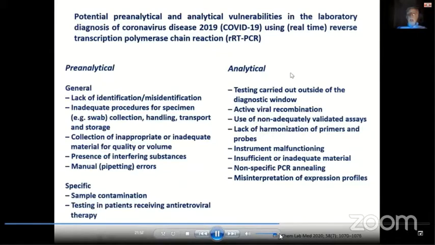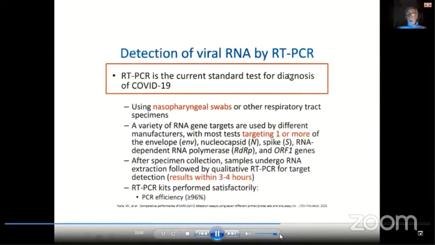This is the mandatory activity of the laboratory. How to detect the RNA? The standard is the nasopharyngeal swab. We have to target at least two different regions. And what is important is that we need 3 or 4 hours to perform the test. This means that we should have the fastest organization to have the final result in a short time.